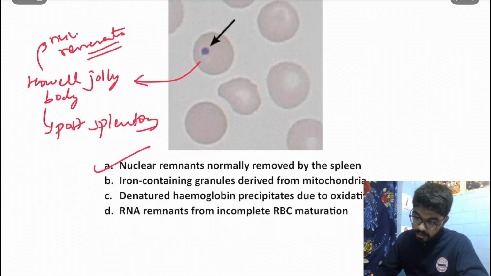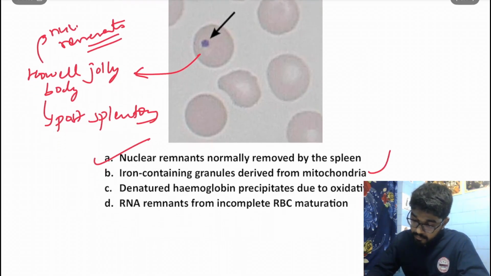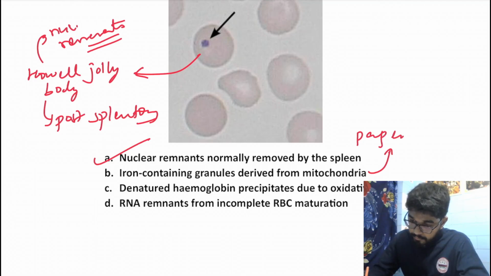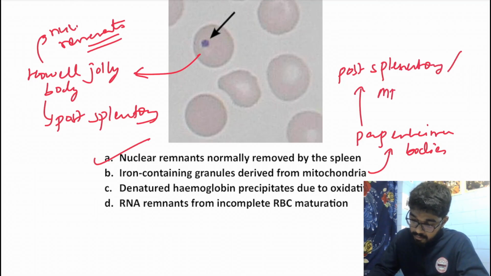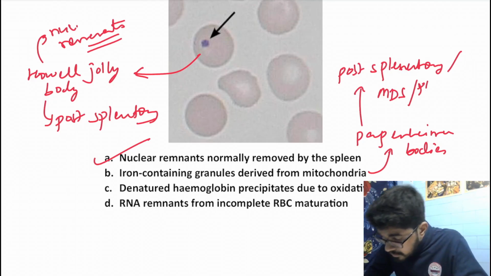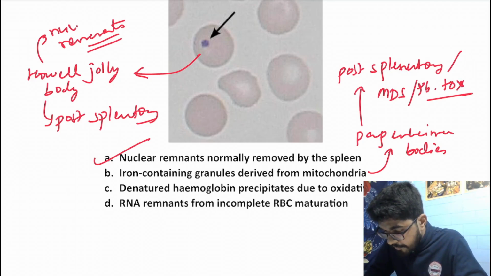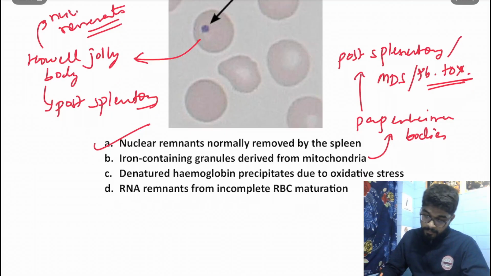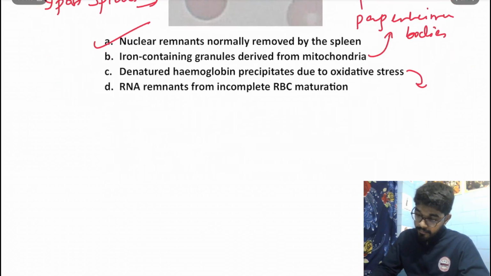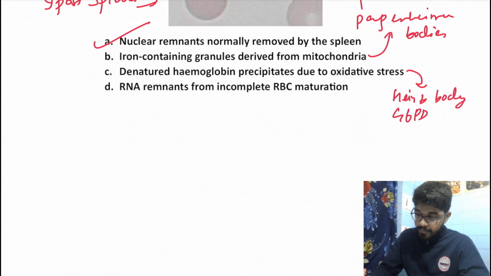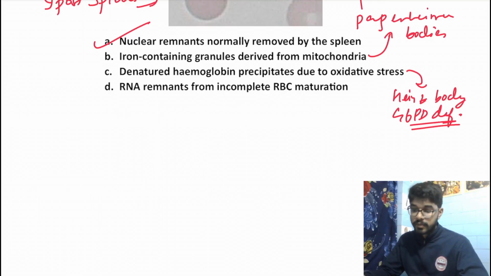If we have a look into the other options, iron containing granules derived from mitochondria, these are Pappenheimer bodies, right? These are also seen post splenectomy. Besides that, they can also be seen in myelodysplastic syndrome as well as lead poisoning, lead toxicity. Okay. Denatured hemoglobin precipitating into this is Heinz body. This is Heinz body, which is seen in G6PD deficiency and is triggered by oxidative stress.